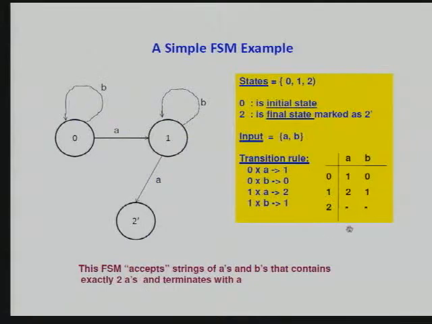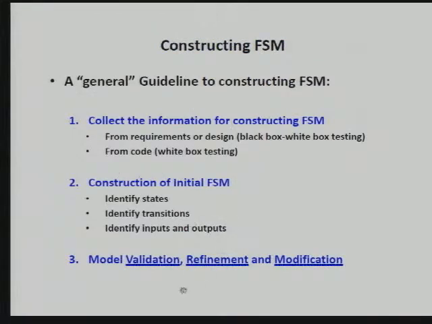So that's how you would represent it with this matrix, a transition rule, state machine matrix in a diagram form. Really, all these apply to these simple state machines that we're trying to build up. So the general guideline to constructing a finite state machine: collect the information for constructing it. Again, we're going to start with initial requirements. We're not going to spend so much time on design or spend a lot of time on testing.